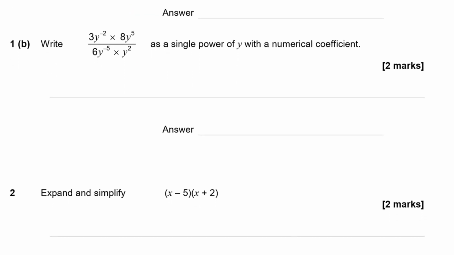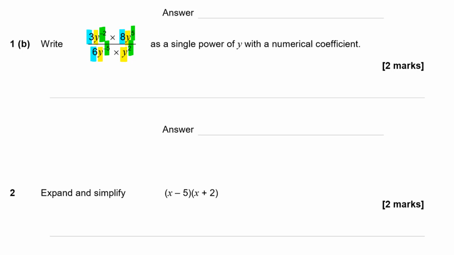Part B says, write 3y to the power of minus 2 times 8y to the power of 5 divided by 6y to the minus 5 times y squared. So we're going to do a similar thing here. You'll notice again we've got lots of y's raised to various powers here. This time though we've got some additional numbers as well. So we're going to have to deal with those separately. So we've got all those indices we have to deal with. But we've also got these two numbers here, haven't we? 3, 8, and one down here as well, 6. So we're going to have to combine those together as well.